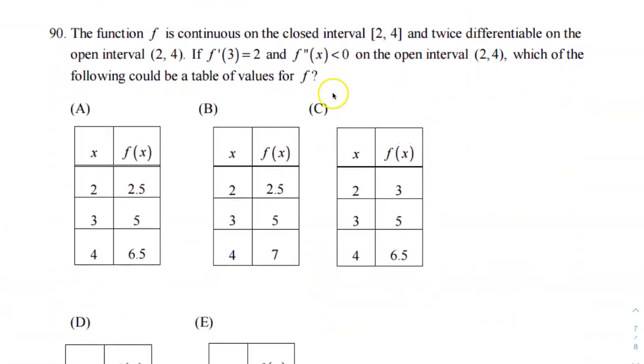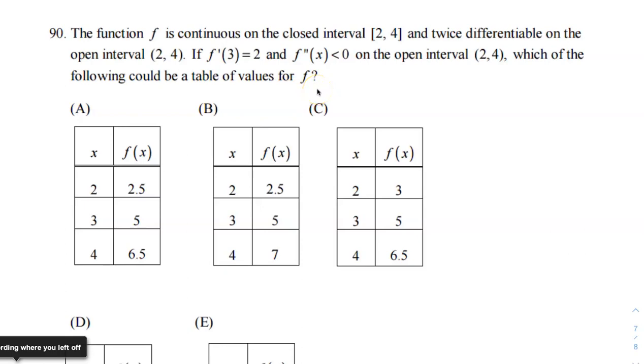Okay, 90. Oh, I don't like 90. The function f is continuous on the closed interval 2 to 4 and twice differentiable, so there are two derivatives on this guy, on the open interval 2 to 4. If f prime of 3 equals 2 and f double prime of x is less than 0 on the open interval 2 to 4, which of the following could be a table of values for f? I really don't like this one.